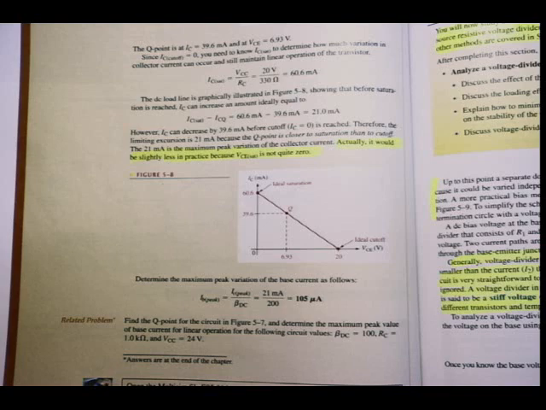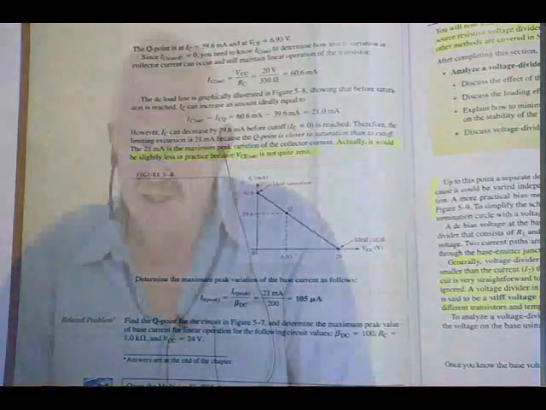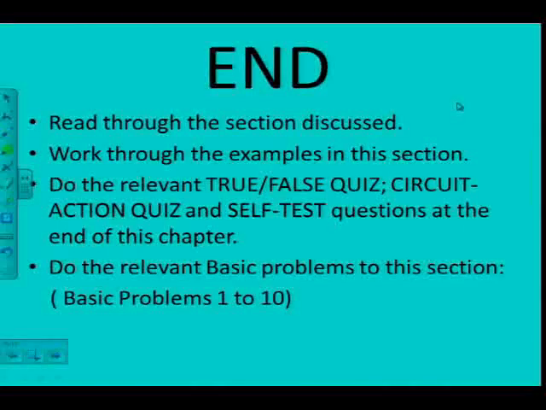Right, so it's the end of this section. Please, again, same rules apply. You have to read through the section discussed, work through the examples in this section, do the relevant true-false quiz, circuit action quiz, and self-test questions at the end of this chapter, and then very important to do the relevant basic problems to this section. Up to this stage, it's basic problems numbers 1 to 10. In your homework books, ladies and gentlemen, please remember it's important that you do it in a homework book so that you can ask questions the next time we get together and there's something that you don't understand, and also that you can use it to do revision for tests and exam purposes, and even for future reference if you don't understand anything.